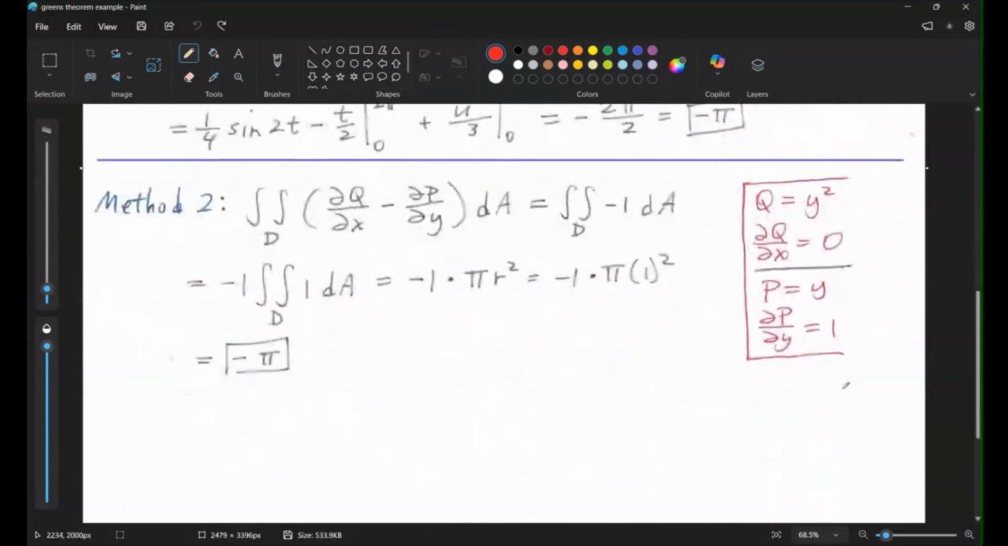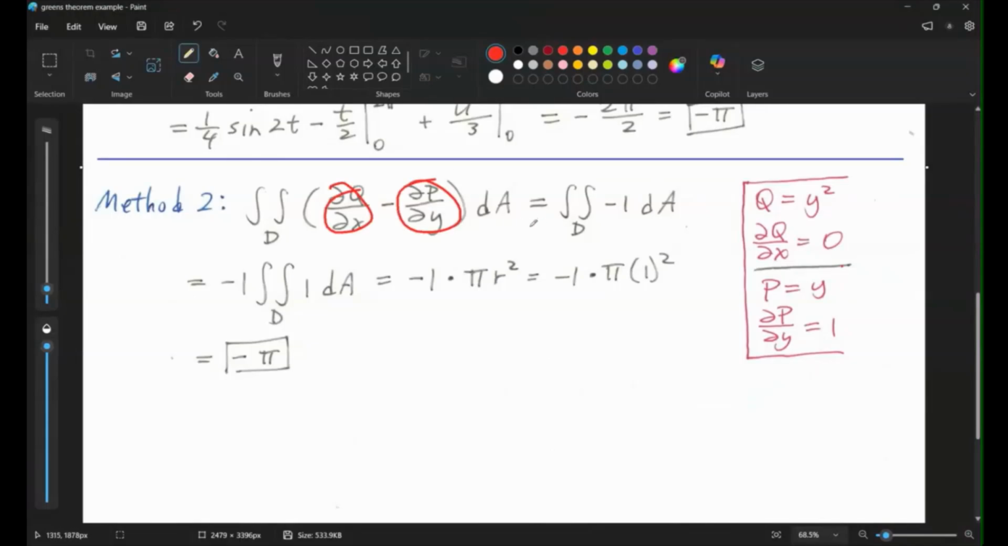Method 2. Okay, again, thinking of our unit circle. All we need to do for the Green's theorem formula here is take partial q partial x and partial p partial y. So this is q, so the partial of q with respect to x is 0, and p is y, and we get 1. So we basically get the double integral of 0 minus 1. And now we move that 1 out in front.